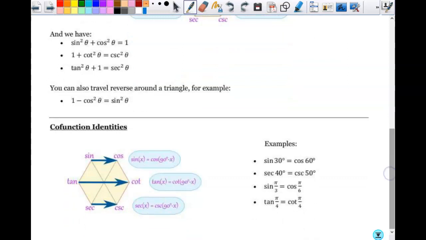Then we have the cofunctions, right? So sine is equal to cosine of pi halves minus theta. Tangent is equal to cotangent of pi halves minus theta. Secant is cosecant of pi halves minus theta. Okay, just like that, that's some of those things that are on there too. So it kind of is all encompassing.